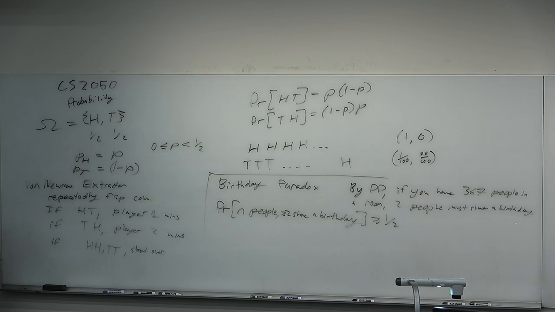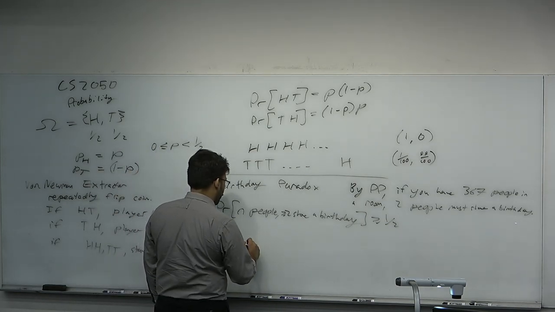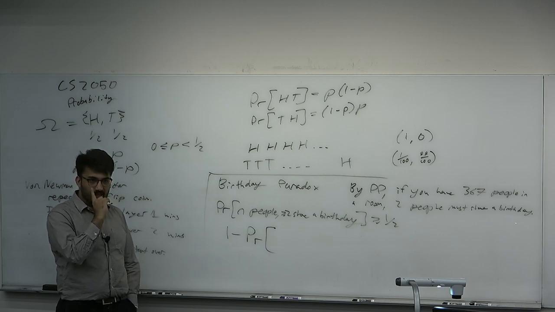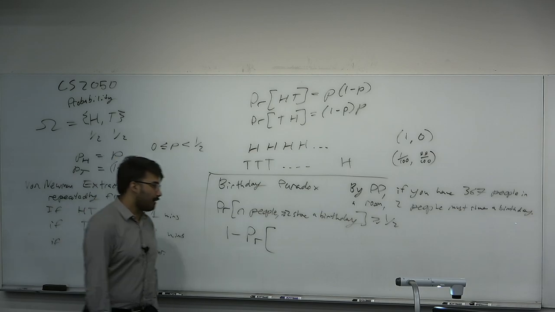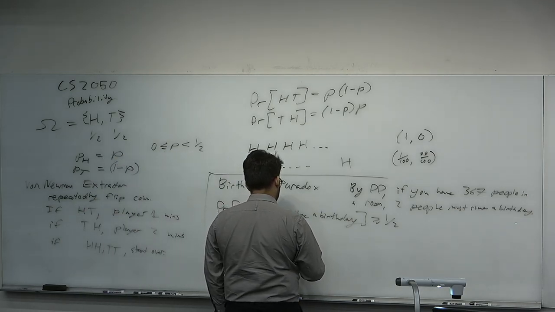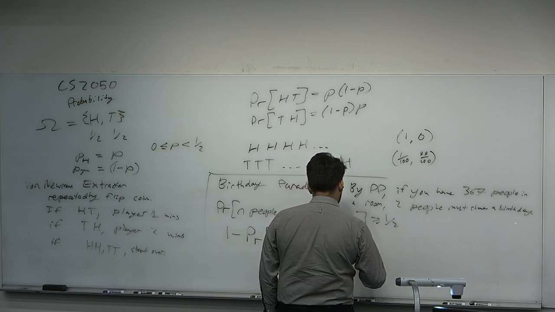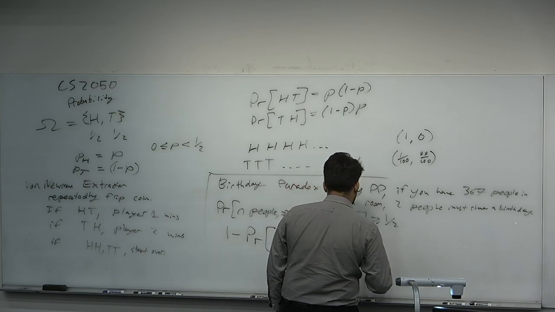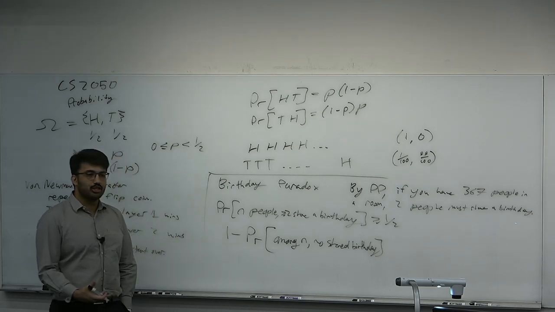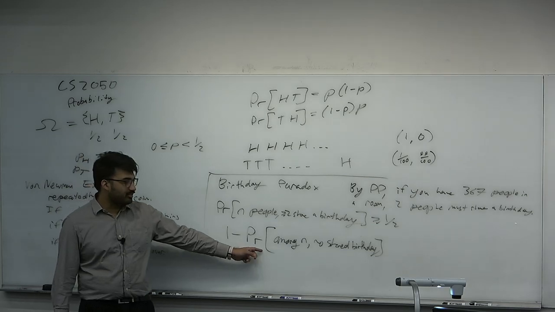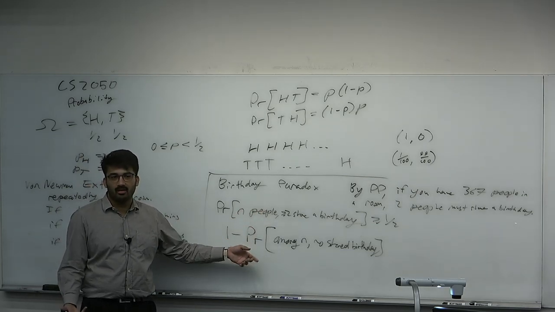The way we're going to compute this probability is we're going to compute the complement. So we're going to compute 1 minus the probability. What is the complementary event in human words? So we have, among n people, no shared birthday. We want to compute that probability, and then we'll take 1 minus that probability to get 1 half. In fact, if this is 1 half, then this is 1 half too, right? 1 minus 1 half is 1 half. So we'll just compute this one.